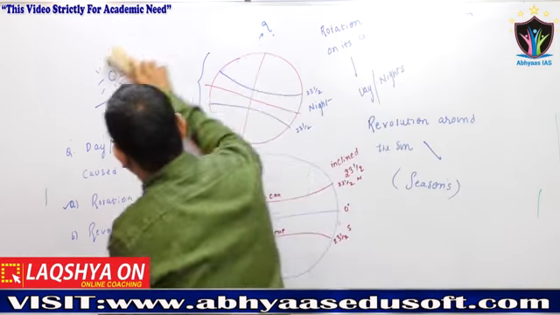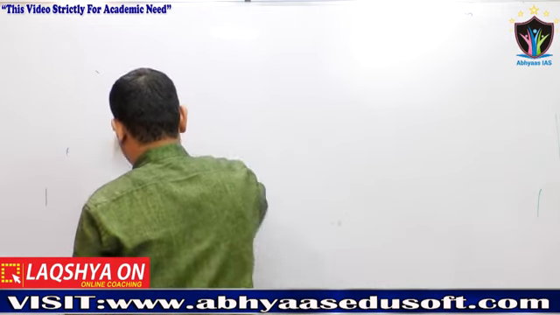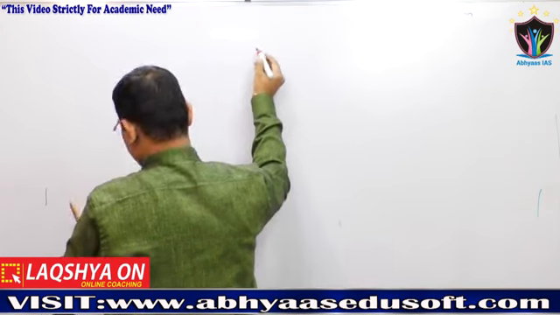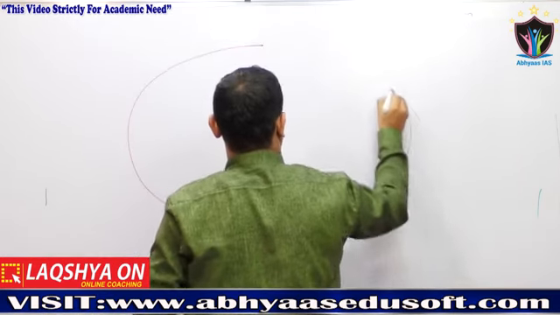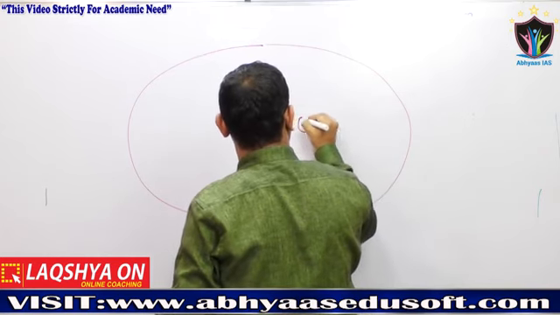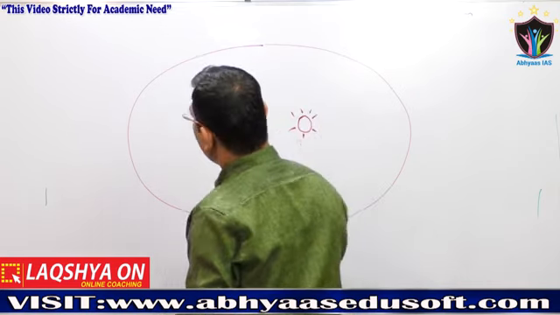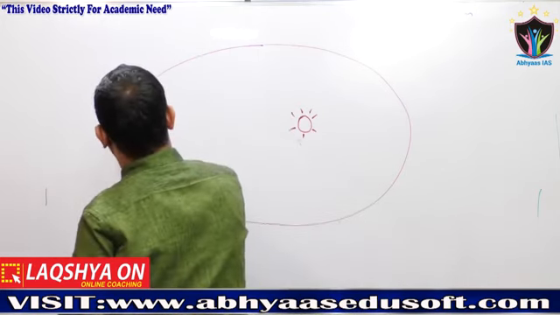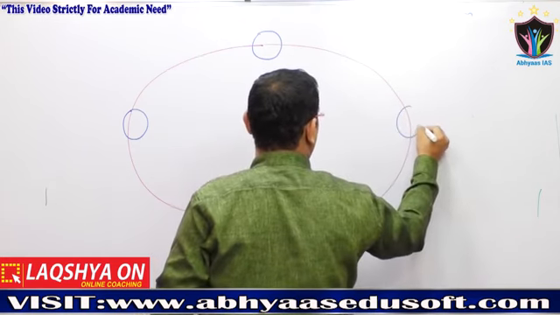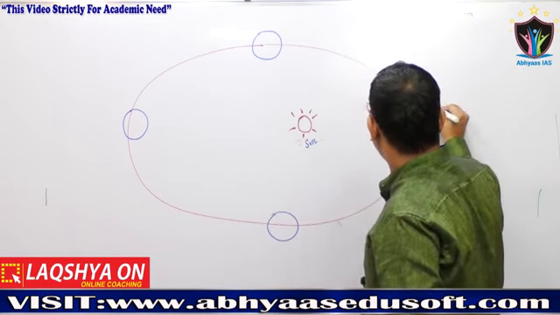So first, this is an elliptical orbit. Now this is your sun. Now here you have your earth. That means earth is revolving around the sun. This is your sun. This is your earth. Now what will happen, you see?